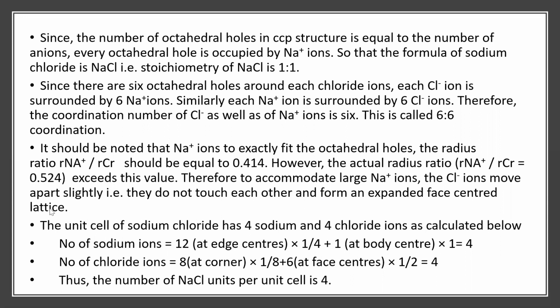So the unit cell of sodium chloride has 4 sodium and 4 chloride ions as calculated below. The number of sodium ions is 12 into edge centers. At each edge center, 1/4 of an atom is contributed. Kindly note down, at each edge center 1/4 of an atom is contributed, and at body center 1 is contributed. So the number of sodium ions is 4, and the number of chloride ions, we already know, is 8 corners with 1/8 of an atom contributed each, and at each face 1/2 of an atom is contributed. So the number of chloride ions is 4. Thus the number of NaCl units per unit cell is 4. Very, very important: the number of NaCl units per unit cell is 4.